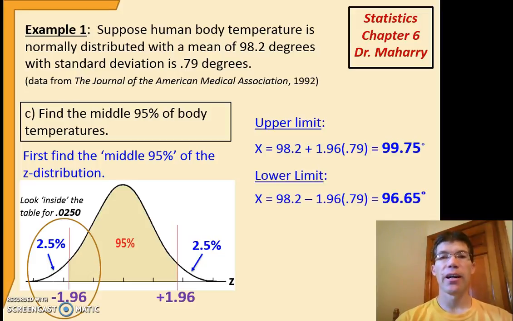So the middle 95% is the values that are 1.96 standard deviations below the mean and 1.96 standard deviations above the mean. So if I take the mean of 98.2 plus 1.96 standard deviations, that would give me my upper limit. If I take the mean of 98.2 minus 1.96 standard deviations, I get the lower limit. So 95% of body temperatures are between 96.65 and 99.75.